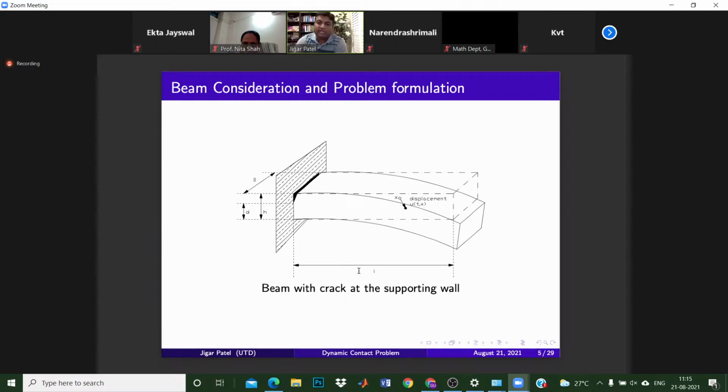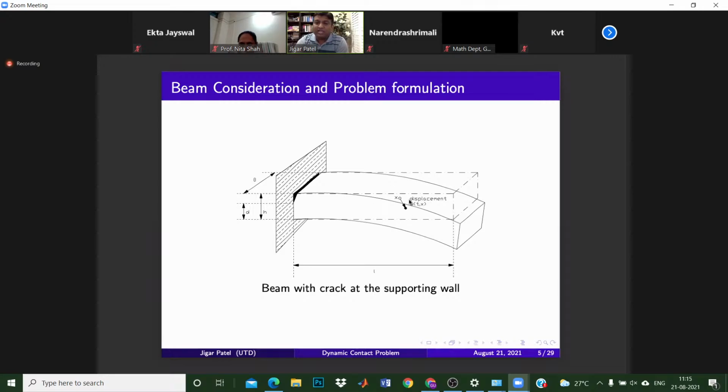As you see in the picture itself, there are a few parameters that I have used here, right? So L represents the length of the beam, H represents the height, theta represents the thickness of the beam, and D represents the length of the fixed part of the beam, the part that is completely glued to the supporting wall, right? That really means that H minus D is the length of the crack, right? So these are the variables that we are considering.